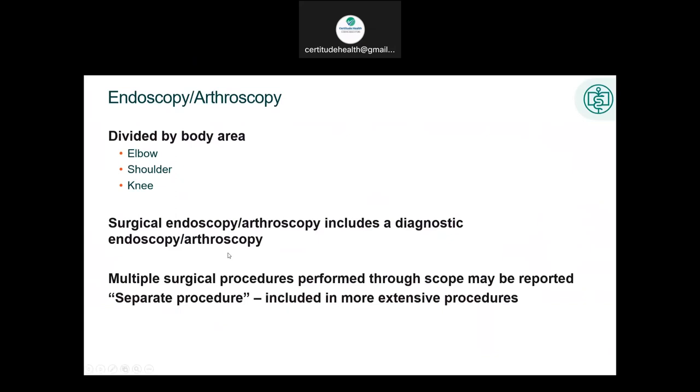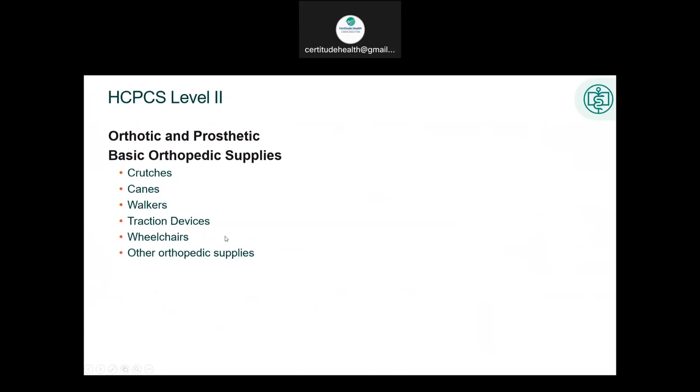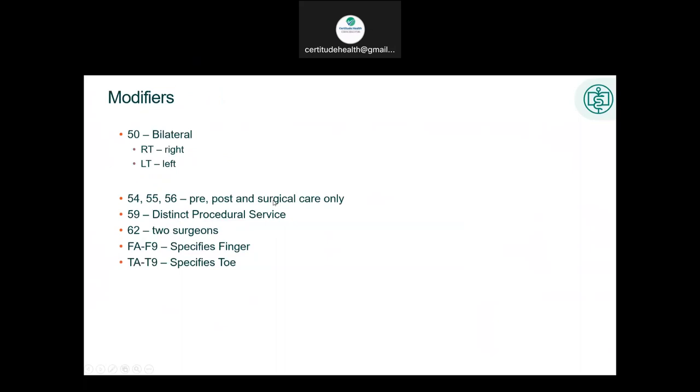HCPCS Level 2 book, so supplies. Remember, HCPCS Level 2 is the book that we use for supplies and equipment. That would be important in the musculoskeletal chapter because of fractures, sprains, and things like that that would prevent someone from walking. So your crutches, canes, walkers, wheelchairs, etc., all of that would be coded and billed from the HCPCS Level 2 codes. Also remember, with this section, modifiers are going to be extremely important.